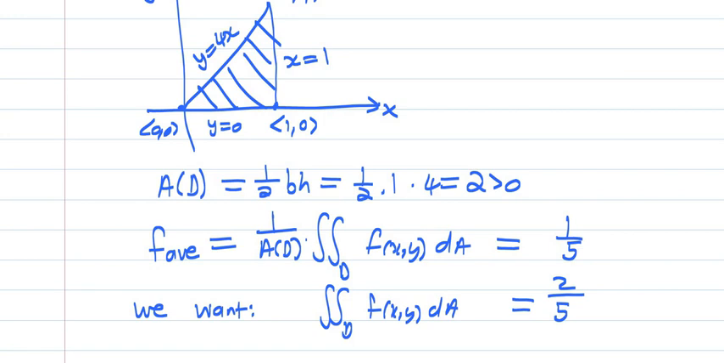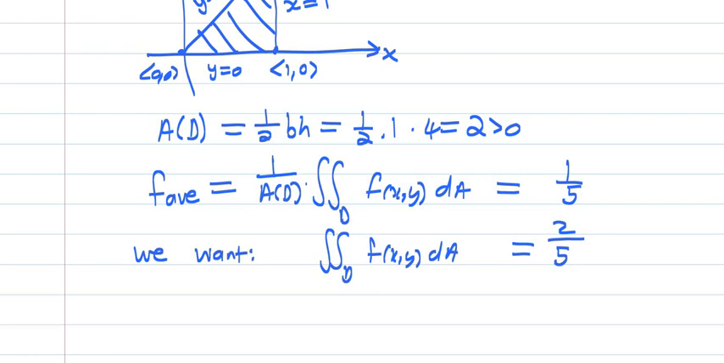Now, you can see the region is a triangle, and the triangle is both of type 1 and of type 2. So you can shoot bullets vertically or horizontally, but I'm going to convert this double integral into an iterated integral. My order is going to be dy dx because I'm shooting bullets vertically. You can see the smallest x value is 0 and the largest x value is 1.